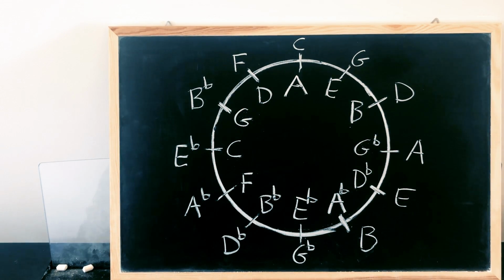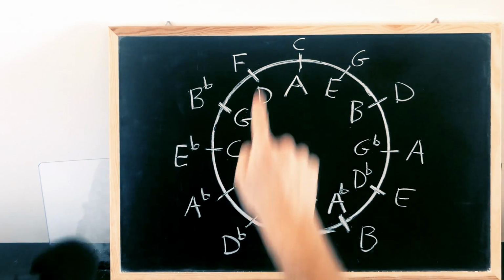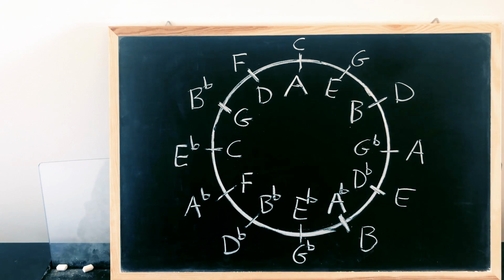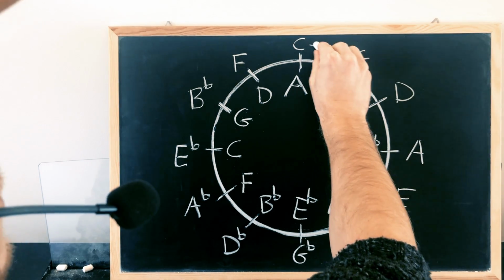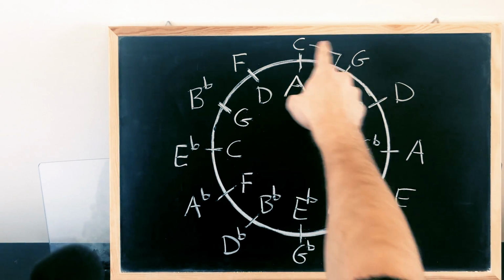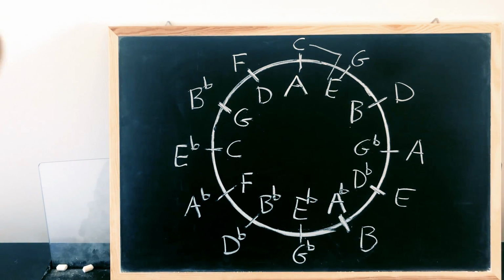And now I'm going to show you how to find any major chord. In order to find any major chord, you look at any of the notes on the outside of the circle. So maybe we want to find C major, okay? Then what you do is you draw a line to the right and down, and you've got your major chord. C, E, and G is your C major chord.